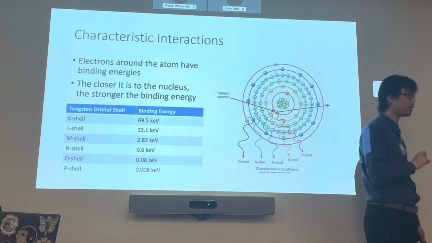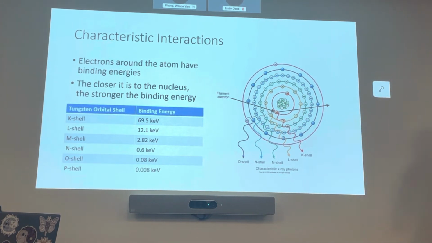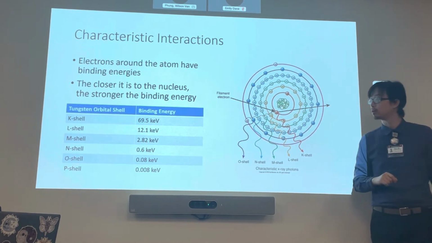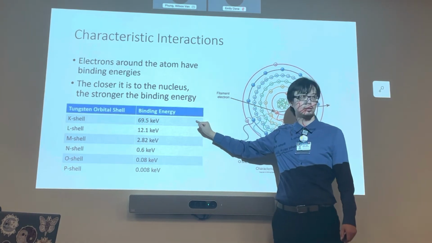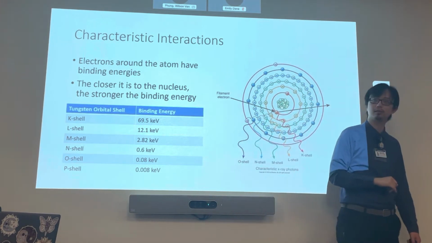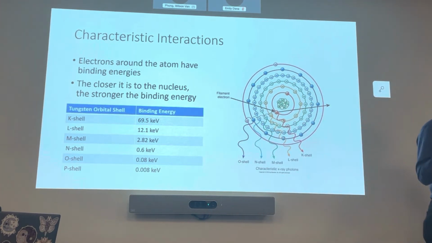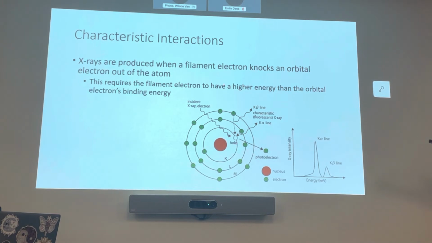So what KVP do we need at minimum to kick out that K shell? 69.6. Technically 69.6, but you can't set that. So 70 kVp is the minimum energy that you can set in order to knock out this K shell electron. Does that make sense? So the filament electron must have a higher energy than the orbital electron's binding energy in order to kick it out.